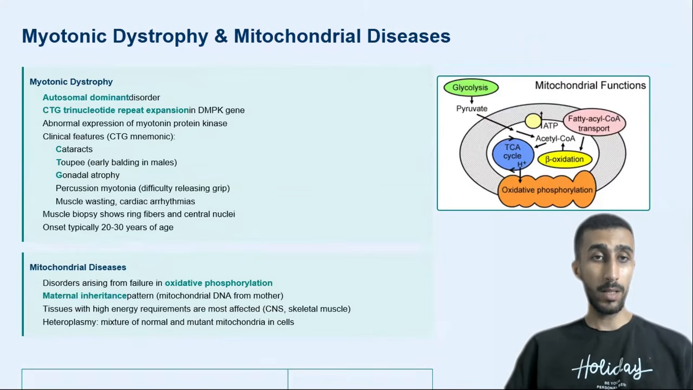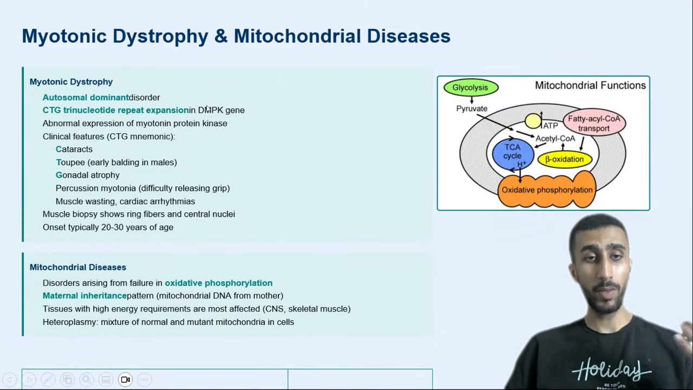And next there's myotonic dystrophy and mitochondrial disease. The myotonic dystrophies are autosomal dominant disorders. Like Huntington disease, there is a trinucleotide repeat expansion in a gene called the DMPK gene. So myotonic dystrophy, and the gene is called the DMPK gene. The trinucleotide repeat expansion is CTG: cytosine, thymine, and guanine.